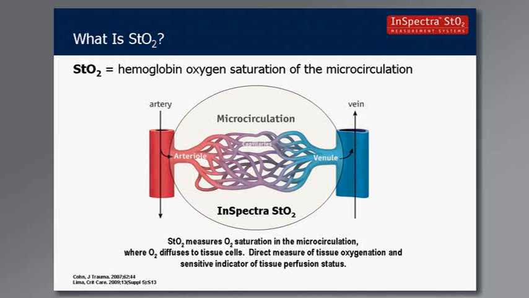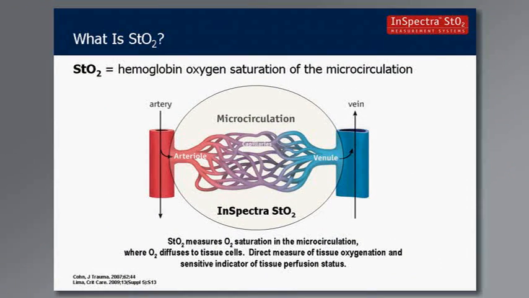Therefore, StO2 is a direct measure of tissue oxygenation and reflects the balance between oxygen delivered to the microcirculation and oxygen consumed by tissue cells. In clinical studies, StO2 was shown to be a sensitive indicator of tissue perfusion status. Now, are there any other non-invasive methods available for determining tissue oxygenation saturation? Unfortunately, no. Near-infrared spectroscopy is the only non-invasive method for measuring oxygen saturation at the tissue level.